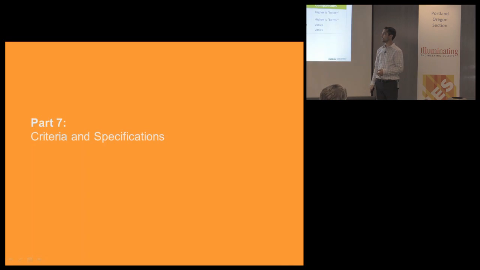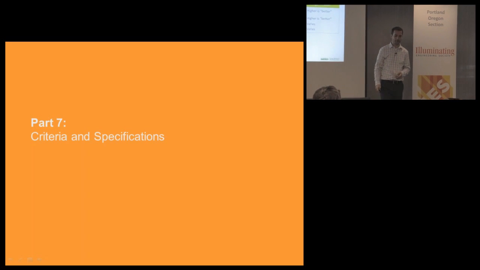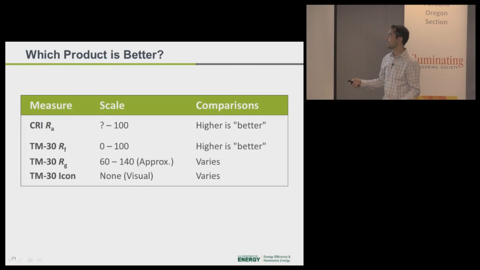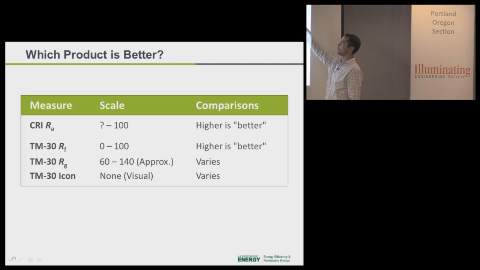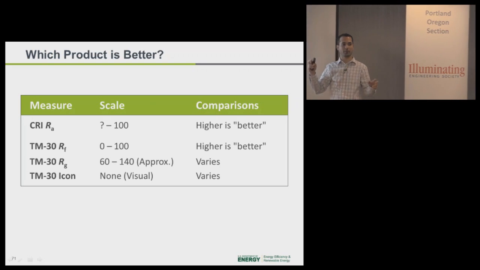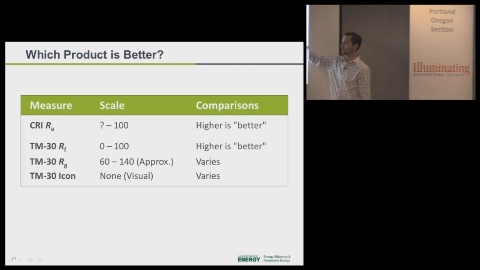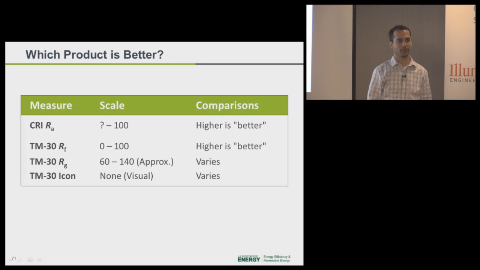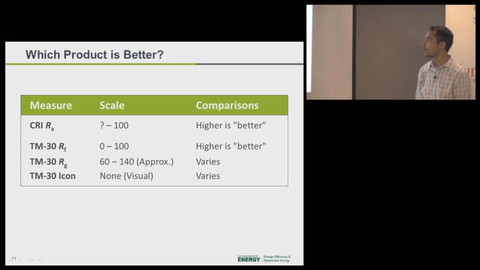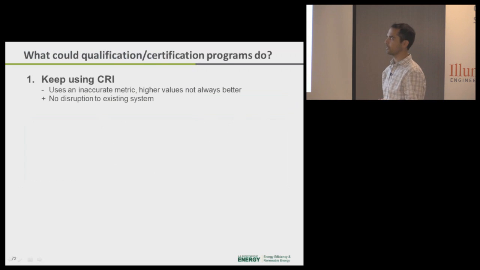So this sort of plays into criteria and specifications. What source is better? This higher-is-better mentality, that's probably not actually true. This is sort of the way we think sometimes. But again, we have these variable things with gamut and especially the icon shape very strongly. So what could happen with specifications going forward?